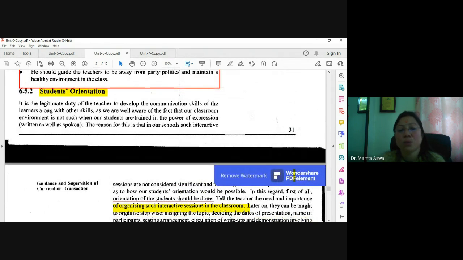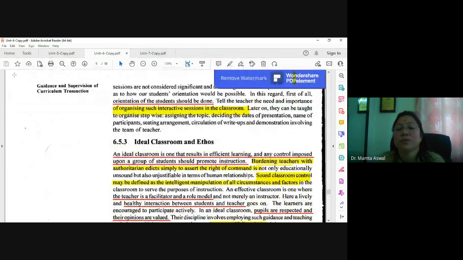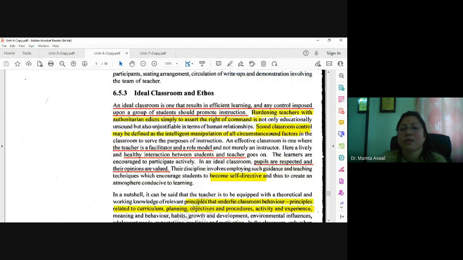They must be told about the activities of the school, the philosophy of the school, and the communication abilities, interaction, subjects, etc. So from time to time, certain kinds of sessions can be organized for the students also. And what is an ideal classroom and what is its ethos?